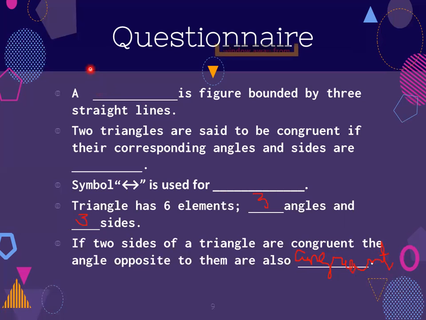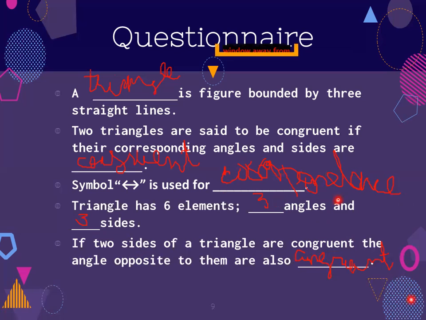The answer of blank number 1 is triangle. Two triangles are said to be congruent if their corresponding angles and sides are congruent. So the answer of this one will be congruent. And this symbol is used for correspondence. Clear? So this is the end of the lecture.